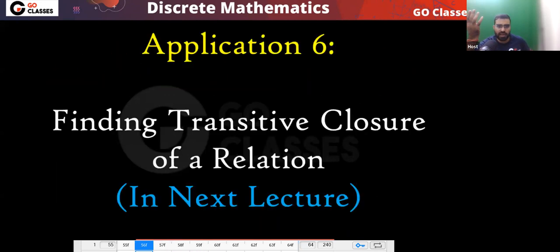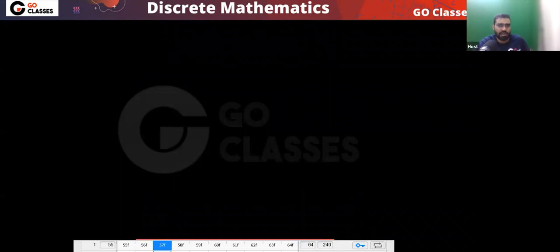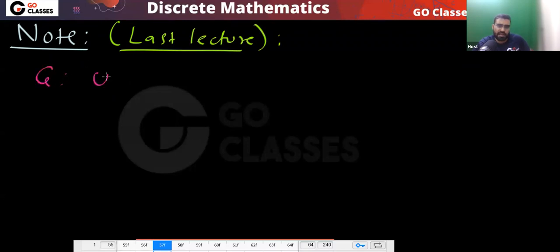Anyway, one more thing I want to clarify. Yesterday, in the last lecture, do you remember how to check whether an undirected graph is connected or not? If G is an undirected graph, it can be simple or any; self loops are fine, may or may not be there. So this is an undirected graph.